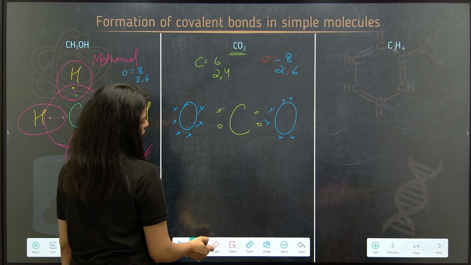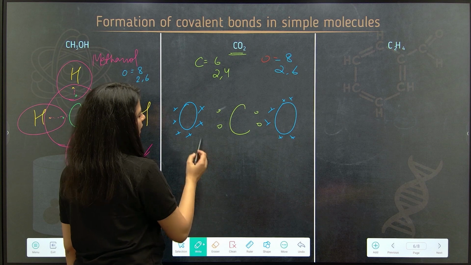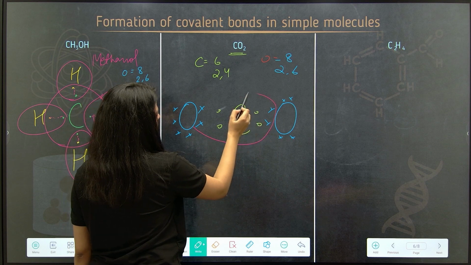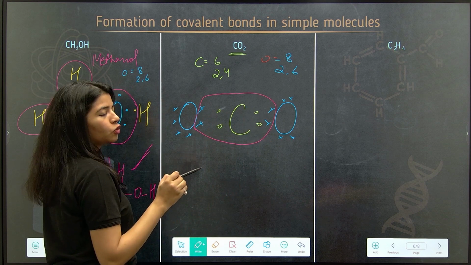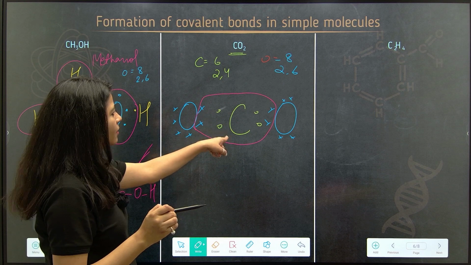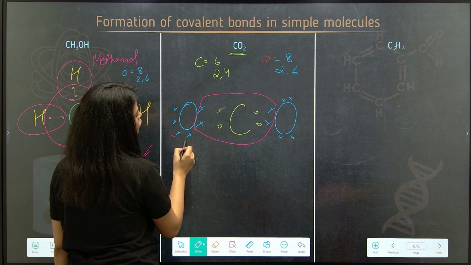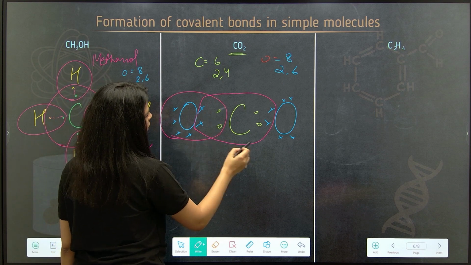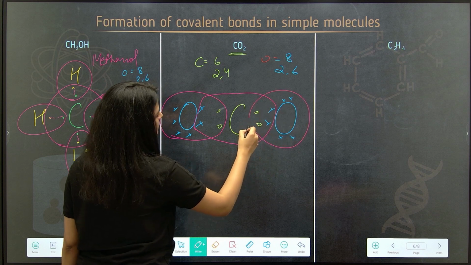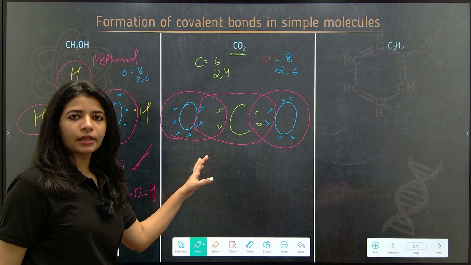Okay. So now let's talk about the sharing. Carbon needs 8, so 4 more, as it has 4. 2 each it will take from the 2 oxygen atoms, right? 8 completed. Oxygen needs 2 more, so it will take 2 electrons from carbon, and this is how it's going to share the electrons, right?